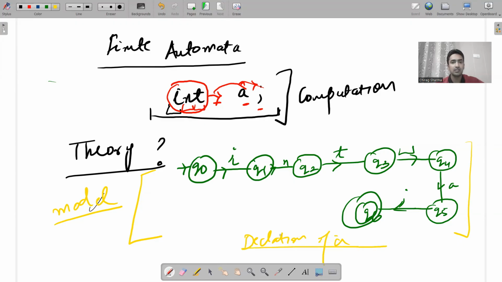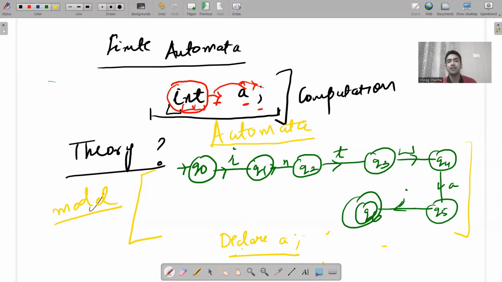The declaration of this particular A is possible only if we execute this stuff. So we have declared this A, and we have basically created a model behind this theory, which is known as automata. I have written a word, finite automata. Why is it known as finite? Because we are using finite steps.